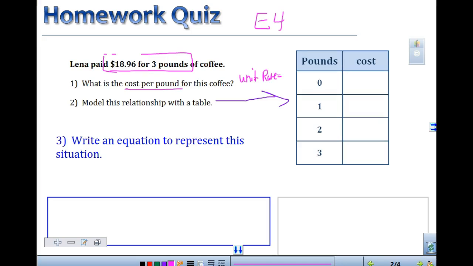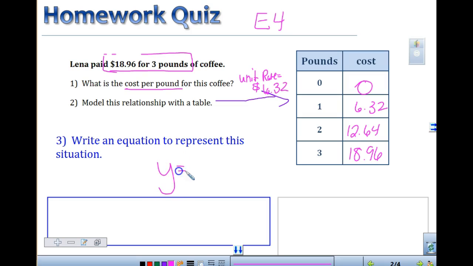Guys, everybody. 6.32. $6.32, right? In our table, where do I put it? At 1. What do I put in 0? 0. This should be $12.64 and 18.96. Equation. Chris, what's my equation going to be?